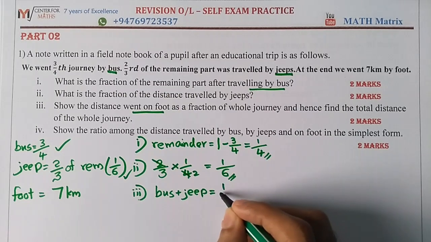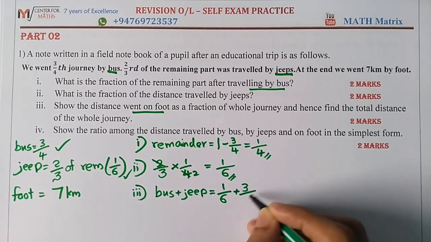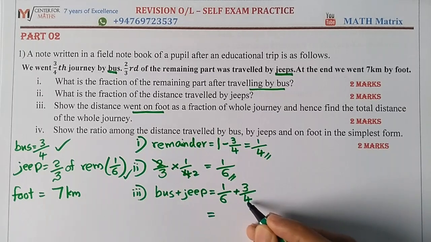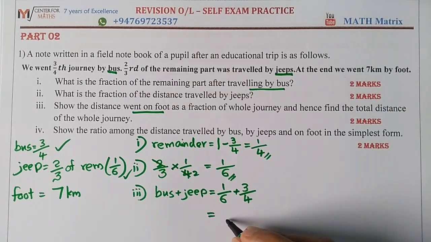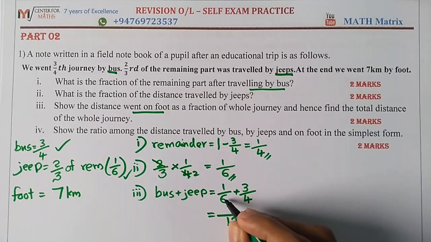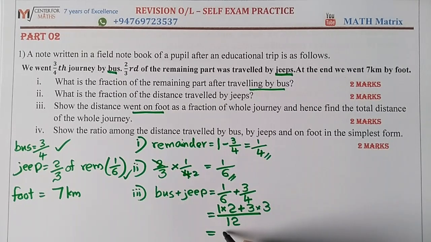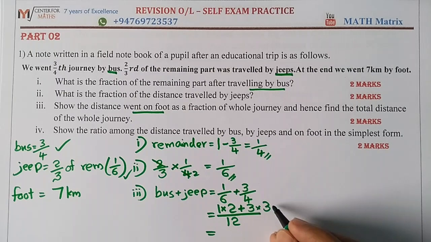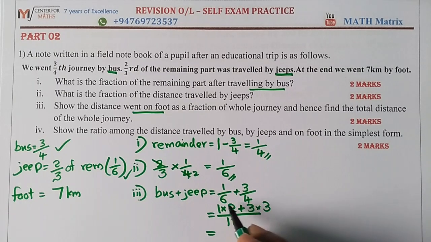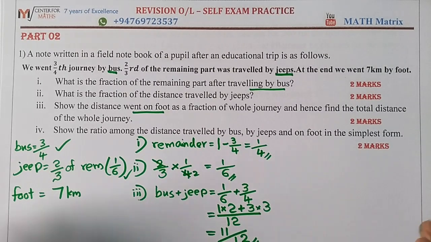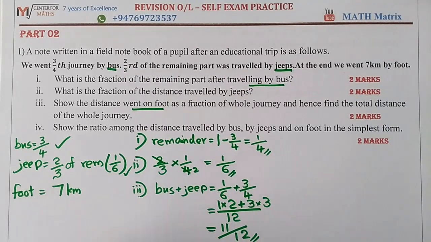The sum of those two is 1/6 plus 3/4. So how to add this? It's very easy. 6 and 4. First of all, we have to find the LCM. It's 12. So 6 times 2, we have to multiply the numerator also by 2, 1 times 2. Plus 4 times 3, so again 3 by 3. 1 times 2 is 2. 3 times 3 is 9. We'll add them both. 9 plus 2 is 11. That means they have traveled about 11 parts out of 12 by bus and jeep.